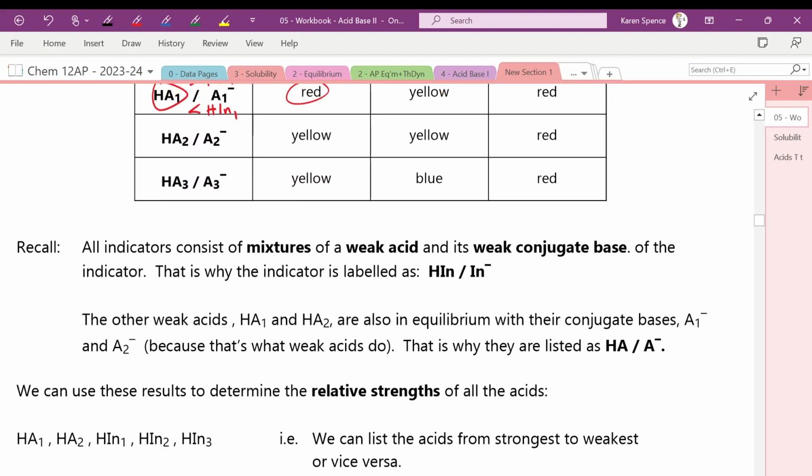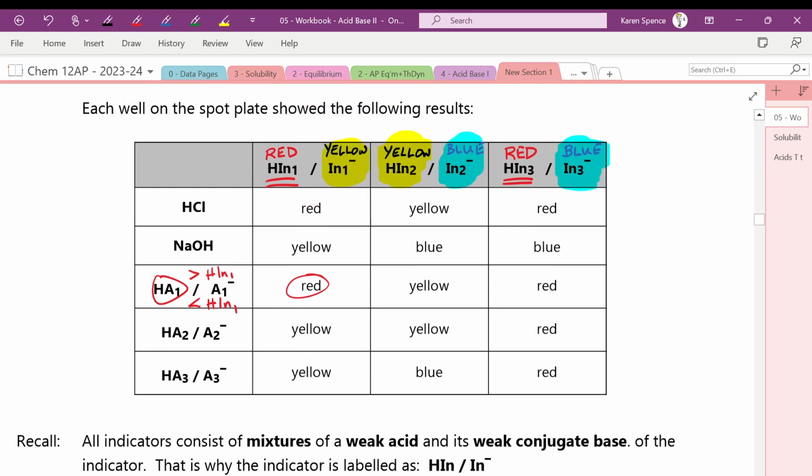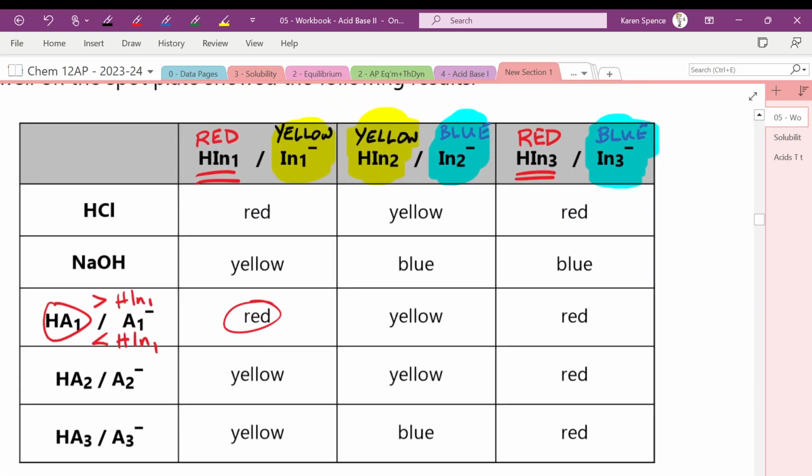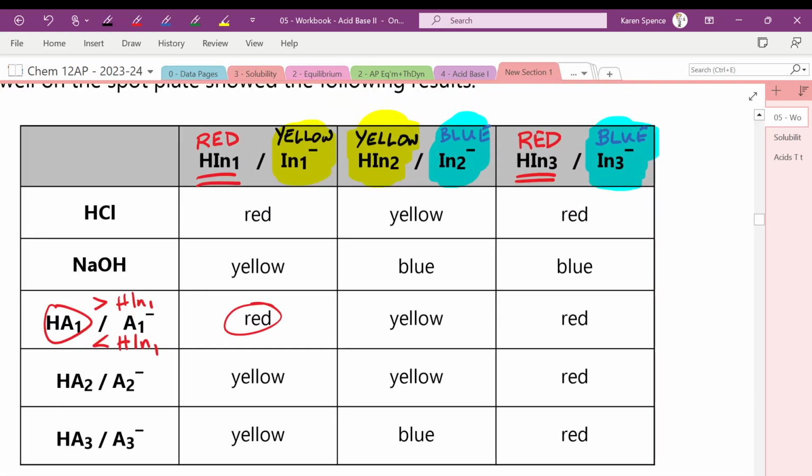So we can use all of these results to determine the relative strengths of all the acids from strongest to weakest. Would you guys like to try it without walking through the script first? To see if you can figure it out? It's like a little puzzle.